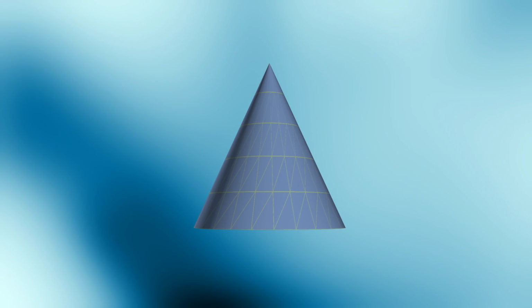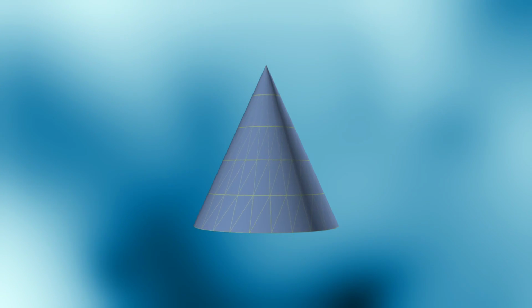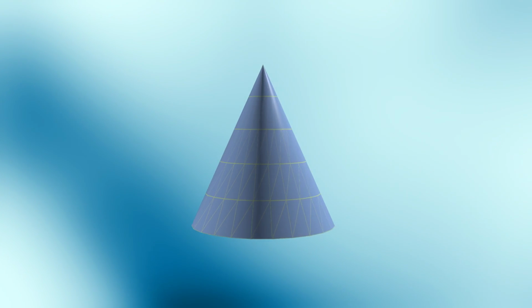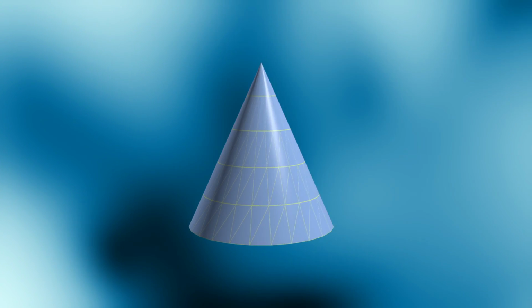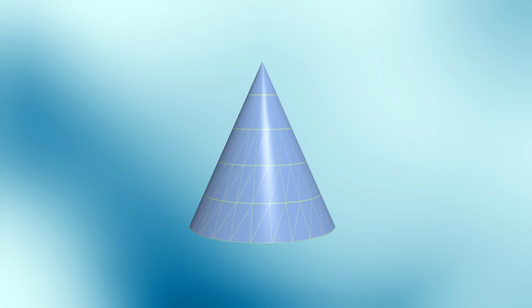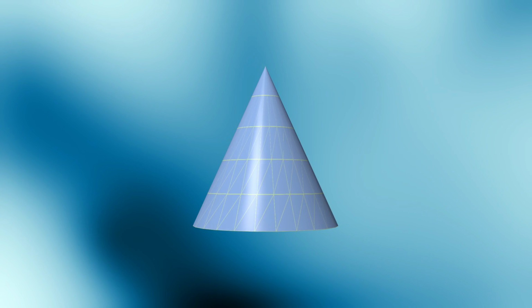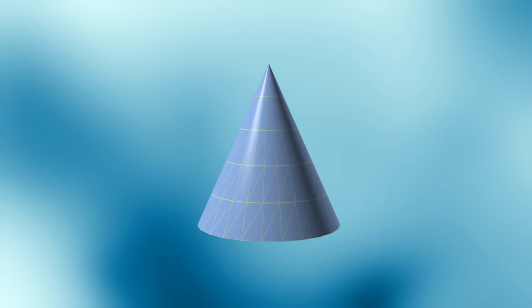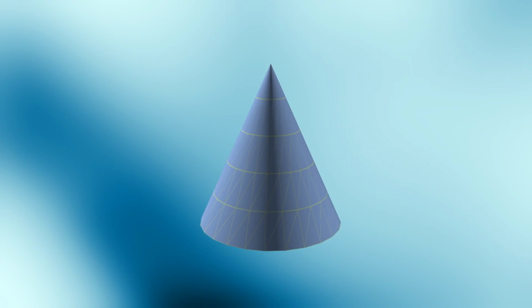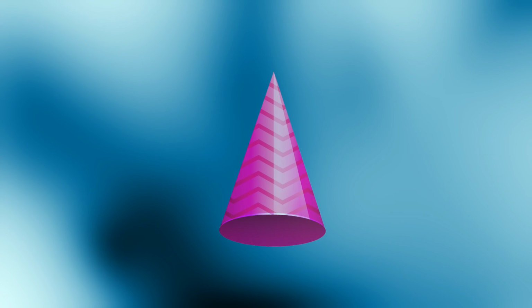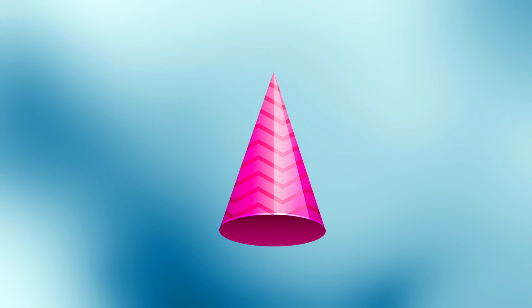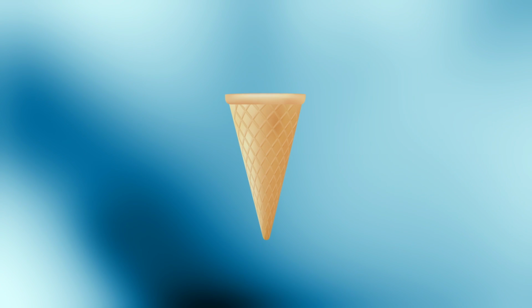This is a cone. A cone starts as a circle, but all the sides meet together at a single point. All of these things are cones. A traffic cone. A party hat. An ice cream cone.